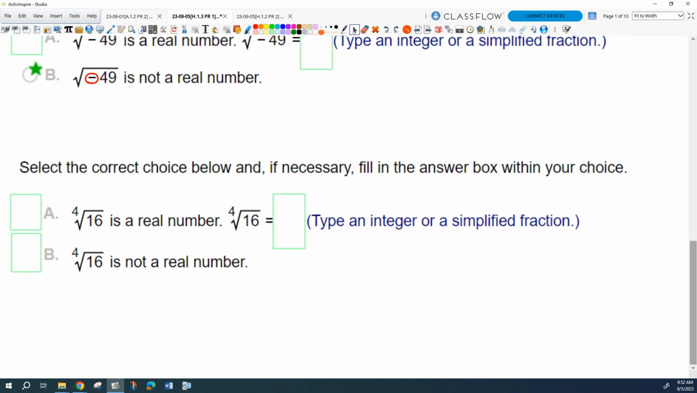What about the bottom one? Fourth root of 16. Real or non-real? Real. It's positive. Yeah. What's the fourth root of 16? 2. You're right. Why is the fourth root of 16 2?